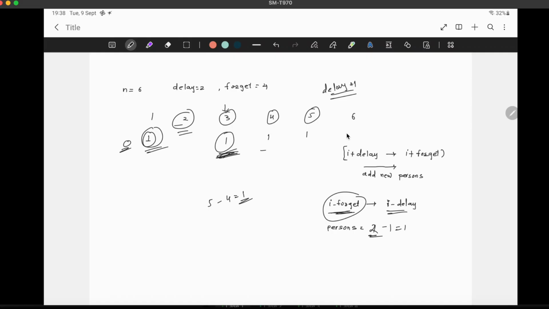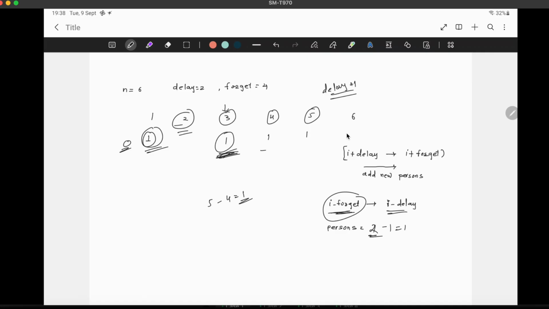That is not it will happen, because when we perform i minus delay, here the person was 1. So here we have to add one person again, because 6 minus 2 takes us to the fourth index, and at the fourth index I guess the value was 2, right? Sorry, here no, it was 1. So here again the value was 1. So 2 is the two persons that we have.